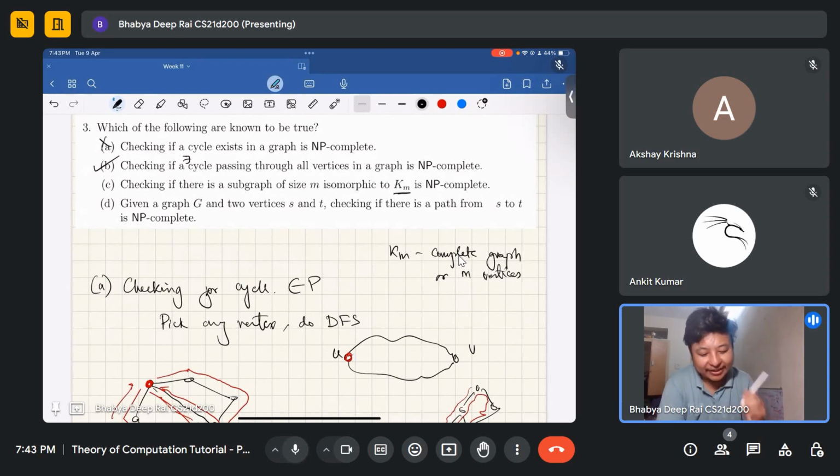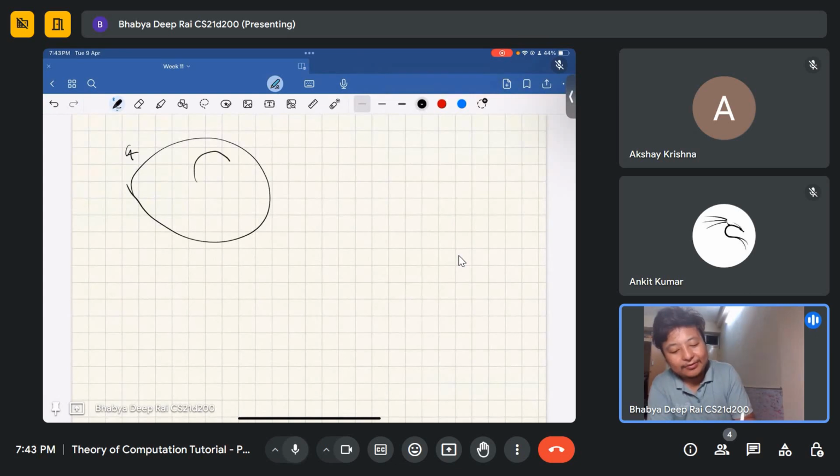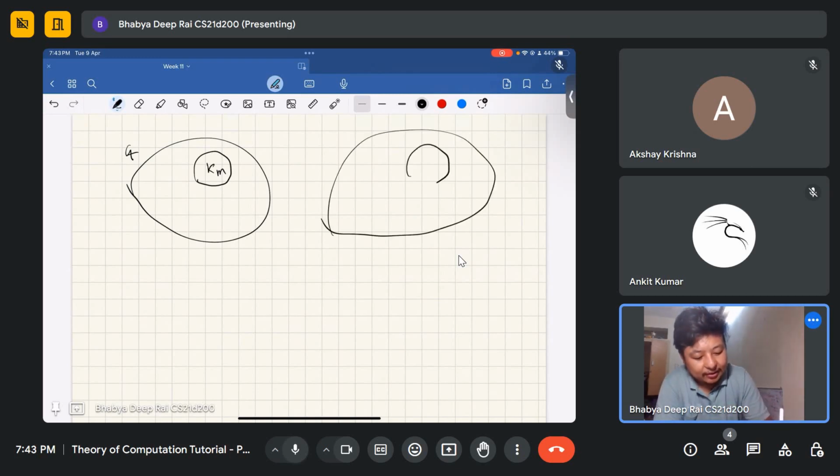Now next, checking if there is a subgraph of size M isomorphic to Km is NP complete. Given a graph G, I want to check whether there is a smaller subgraph which is isomorphic to Km. What is Km? This is a complete graph on M vertices. So what does this look like? This looks like a complete graph, so there are edges among all of them. Actually there's a term for this also. Any idea what the term is?